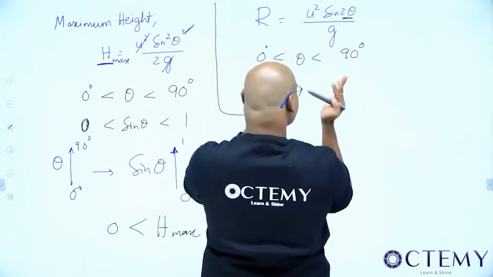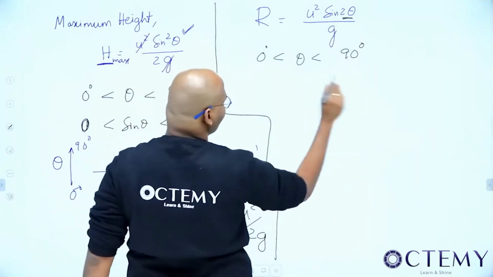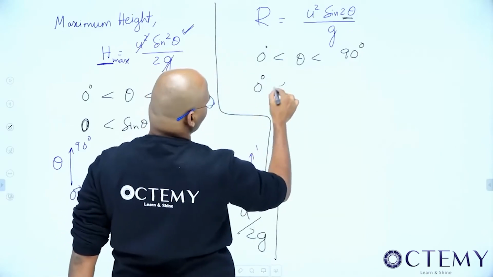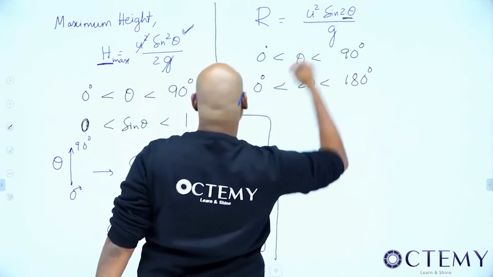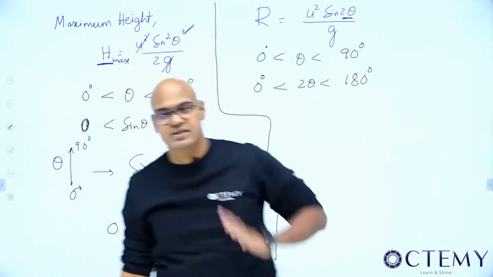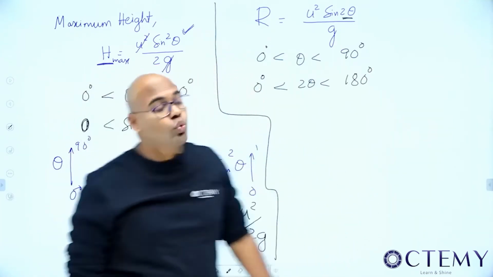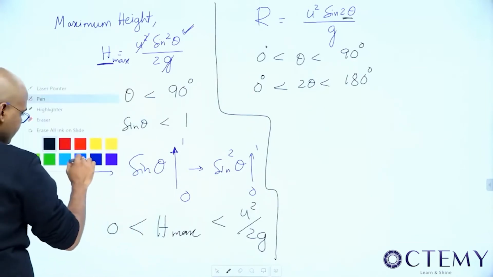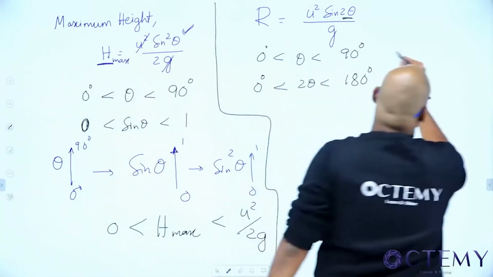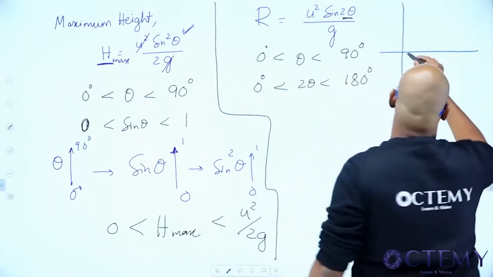What is there in the sine? 2 theta. So multiply with 2. Theta is in the range of 0 to 90 degrees, so 2 theta is in the range of 0 to 180 degrees. Please all of you see here. What happens to my sine curve?